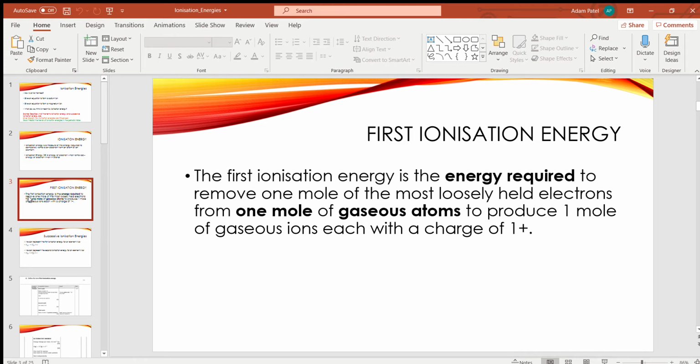So these words that I've highlighted in bold are really important when you're talking about a definition for first ionization energy, because these are the words which will guarantee you marks in your definition.